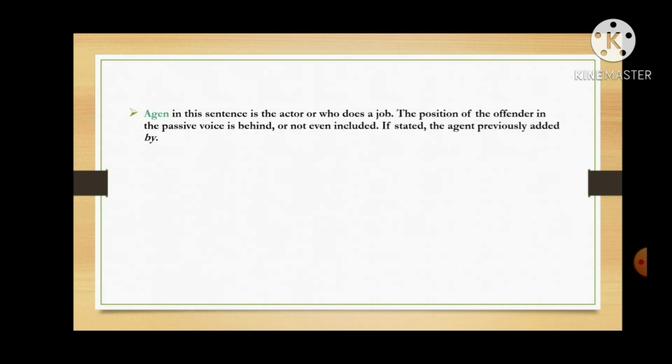Agent in this sentence is the actor or who does a job. The position of the offender in the passive voice is behind, or not even included. If stated, the agent is previously added by.